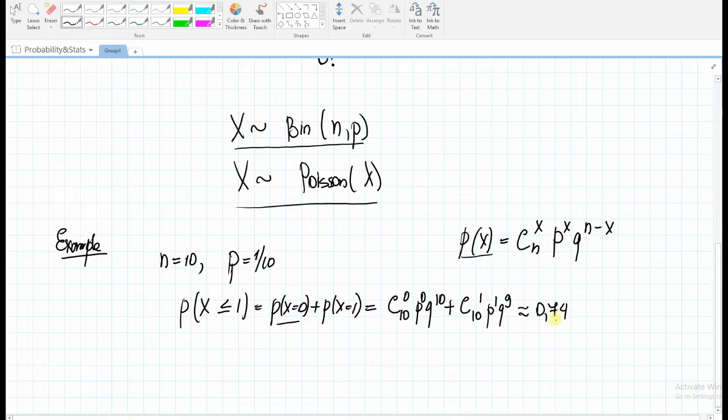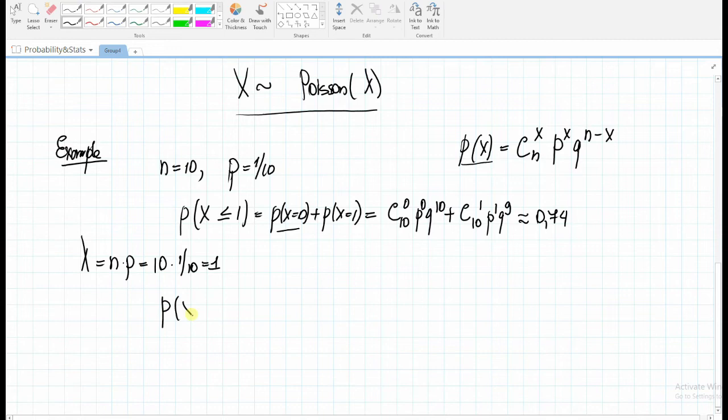Now, let's say I would like to solve this problem, to evaluate the probability of having at most one defective item, using the Poisson distribution. What do I need to know in order to apply the Poisson distribution? I need to know the average number of defective pens within these 10, right? If you have 10 pens, how many defective pens do you expect to have? One, right? I will take this as lambda. So I will take lambda as n multiplied by p, which is 10 multiplied by 1 over 10, which is equal to 1. Now I will evaluate the probability of x less than or equal to 1 using the different formula.